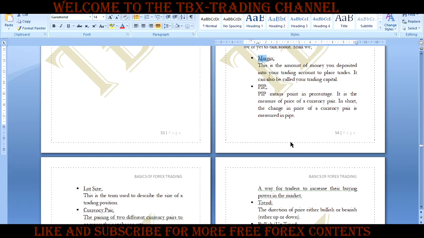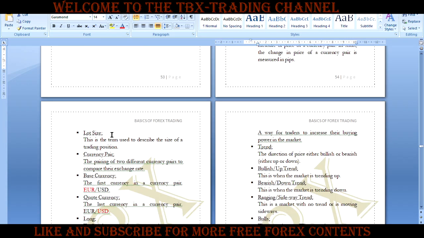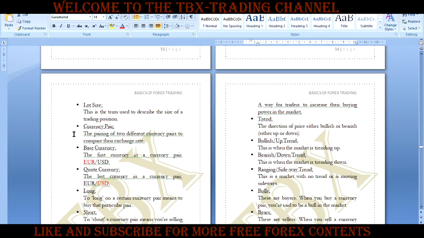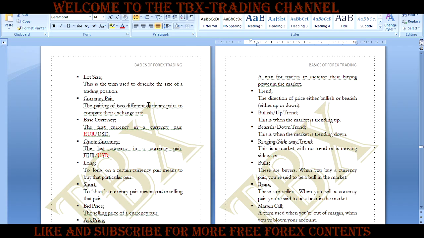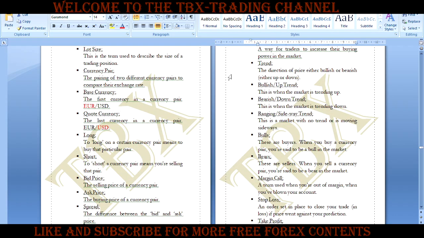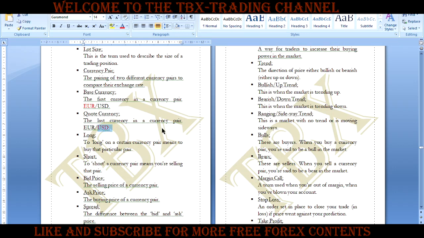Your pip, point, and percent. We've learned this already, I don't need to go back to it. Lot size, a term used to describe the size of your trading position. Currency pair is a pair of two different currencies. Base currency is the first currency, which is usually the strong currency, that is euro in euro USD. Quote currency is USD, the last currency, which is usually called the weak currency.